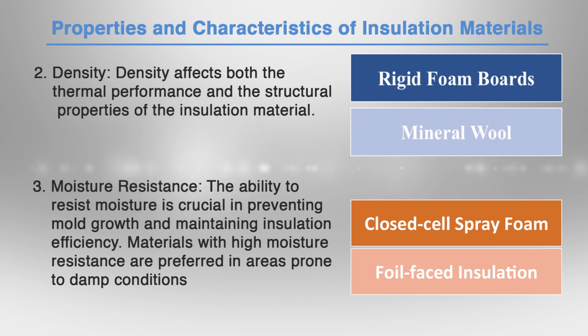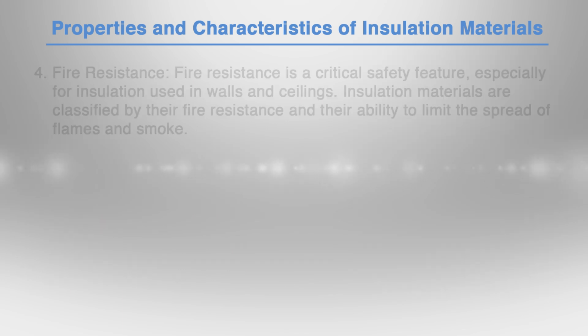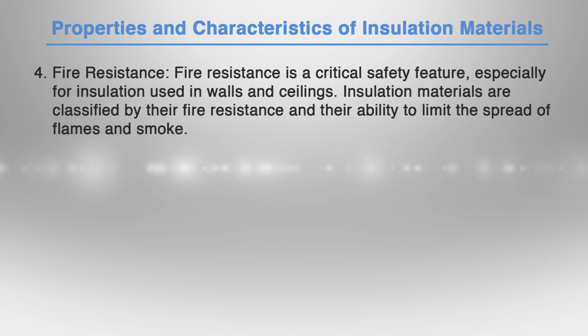Foil faced insulation is often used in moisture prone areas due to its reflective surface and moisture resistance. Fourth one is fire resistance. Fire resistance is a critical safety feature, especially for insulation used in walls and ceilings. Insulation materials are classified by their fire resistance and their ability to limit the spread of flame and smoke.